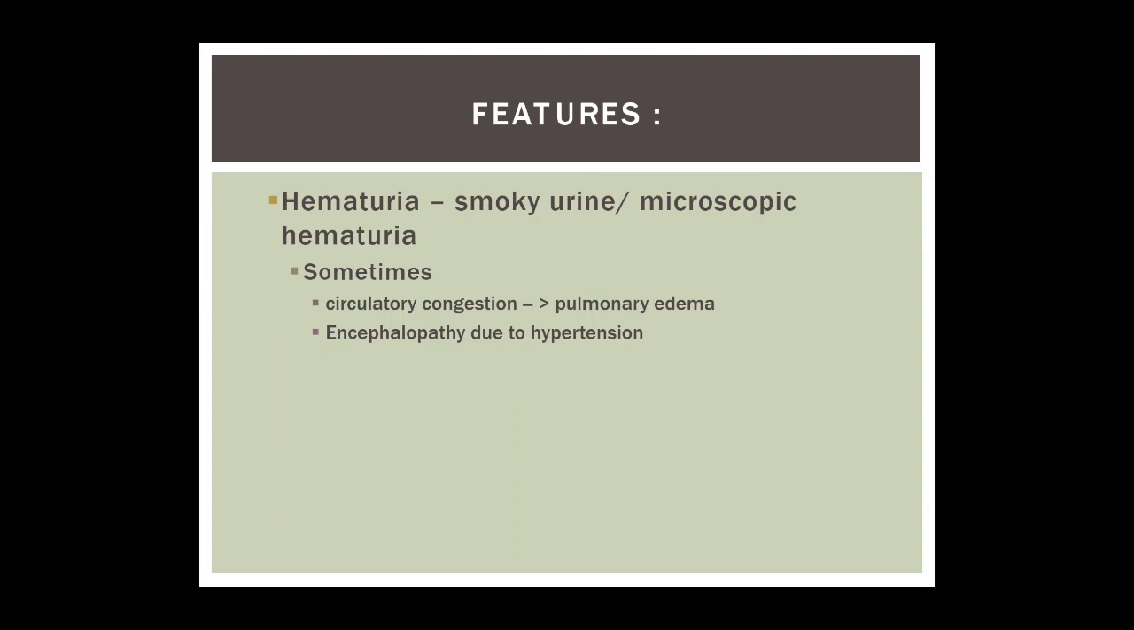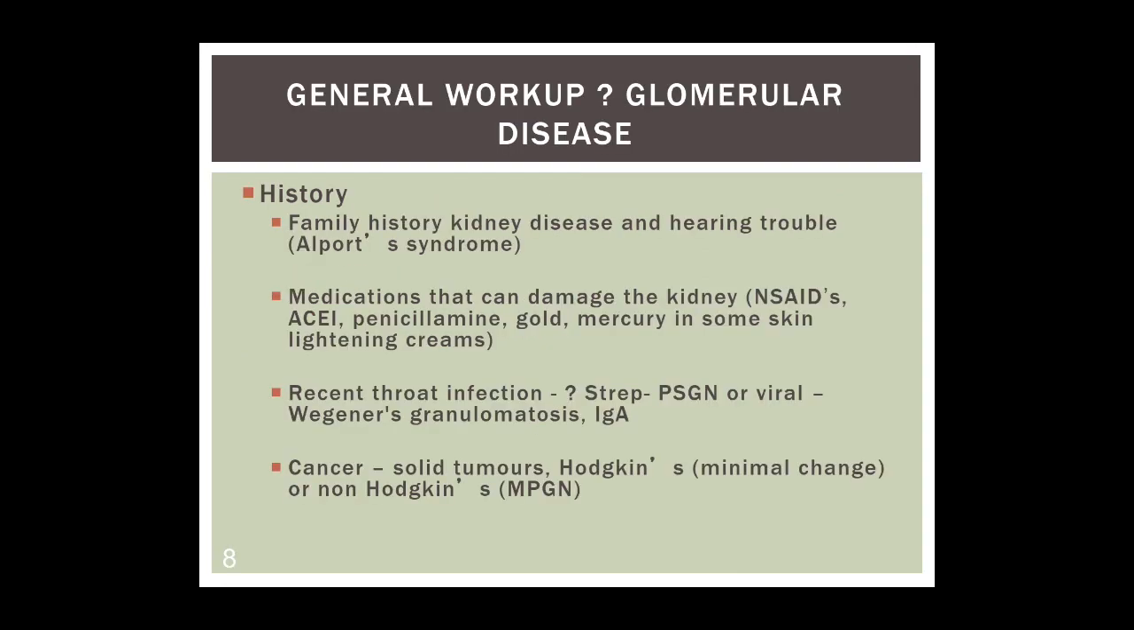It is not frequent, but we do see it. Features are typically a cola-type color of urine, or what we call smoky urine. There will be microscopic hematuria, if not frank hematuria. Sometimes, because of circulatory congestion, the patients may present with pulmonary edema, or they may present with encephalopathy due to hypertension.